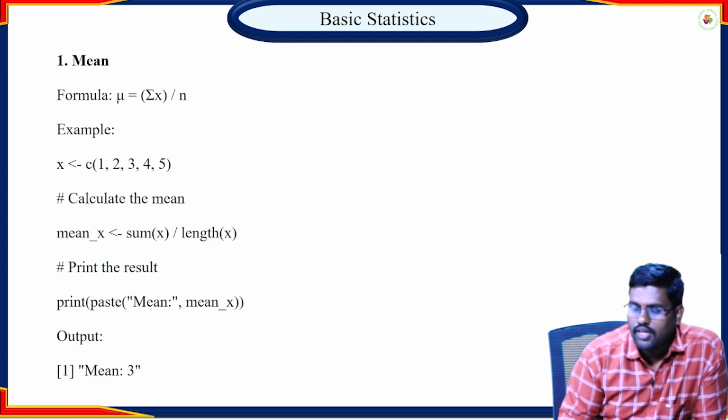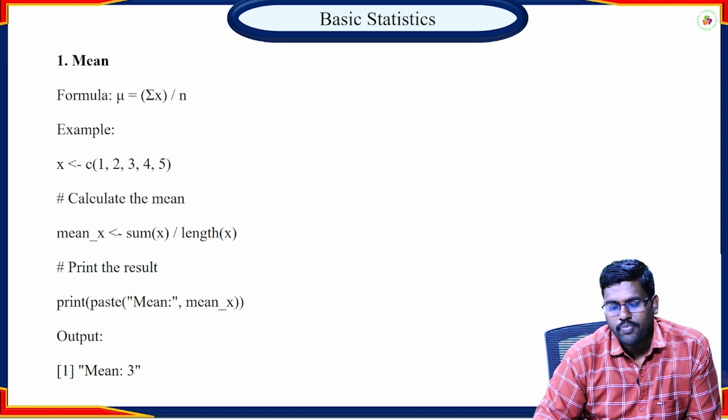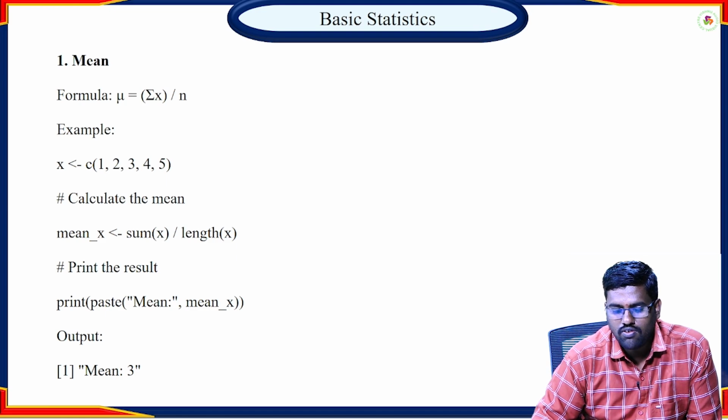So, now here we are having the vector x with values 1, 2, 3, 4, 5. Sum of x means 1 plus 2 plus 3 plus 4 plus 5. So, that is 9 plus 3, 12 plus 3, 15. So, 15 divided by the total number of values, 15 by 5, 3. So, the mean value 3 will be printed.